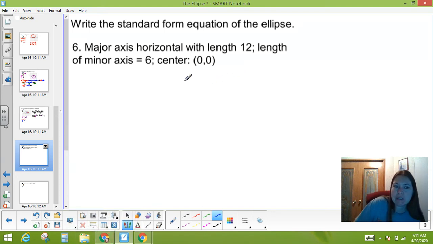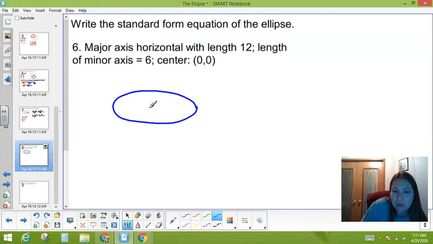All right, so making it a little more difficult, we're just going to give you some info. So I was kind enough on this one to tell you the center. We know that we have a major axis that's horizontal whose length is 12. So that means I've got an ellipse that looks something like this. I know that the center is at 0, 0.